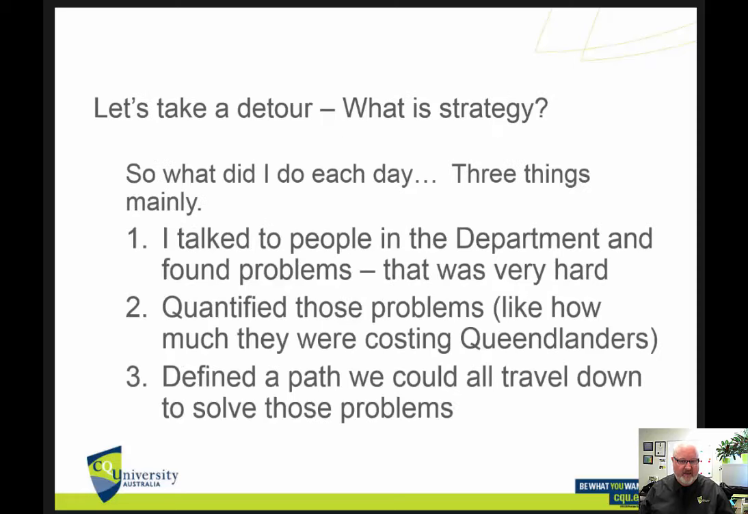So what I did each day, I think I can categorize into three main areas, and that is I talked to people in the department and found problems that they were having. Now, this was not an easy thing, and I'll talk about that shortly. The second thing I did was I quantified those problems and worked out how much cost they were adding to all stakeholders, and probably in this sense I looked at all Queenslanders. So every resident of Queensland, because I worked for a state department, I looked at the impact that these costs were having on all different Queenslanders, whether they worked in or outside the department, were customers or not customers of the particular area where we were looking at this particular problem. And then the third element was to define a path that everyone could travel down, stakeholders, people in the department, customers and clients, to solve those problems.